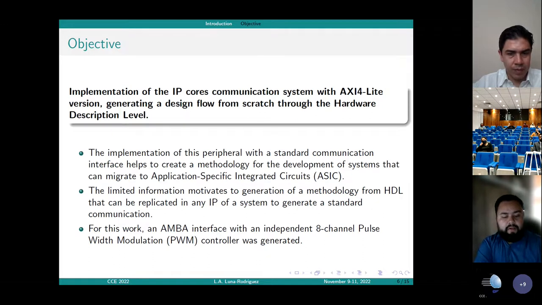So the main objective of this work is the implementation of the IP cores communication system with AXI4-Lite versions, generating a design flow from scratch with a hardware description language. This implementation of a peripheral with a standard communication helps to create a methodology for the development of systems that can migrate to ASICs, with the advantage of not using proprietary software, for example, Xilinx or Altera. The limited information motivates the generation of this methodology from HDL, which can be replicated for any IP of a system. And for this work, the first example with AMBA interface is an independent 8-channel pulse width modulation.